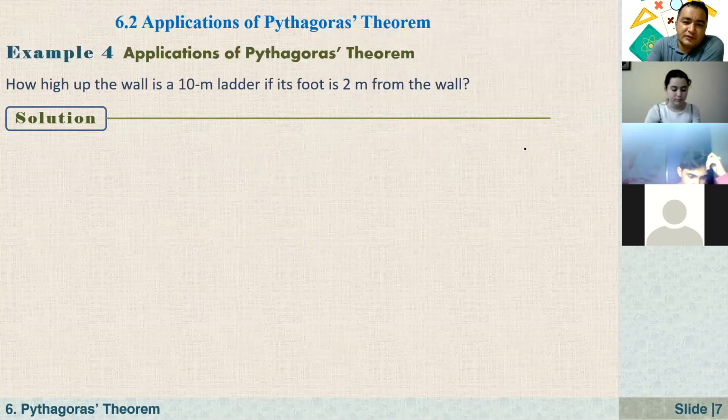Okay, guys, let's continue then. Maybe after we finish this chapter, we will do some revision. We are going to solve questions from SASMO, starting from grade 6, 7, and 8. So another question, applications of the Pythagorean theorem.